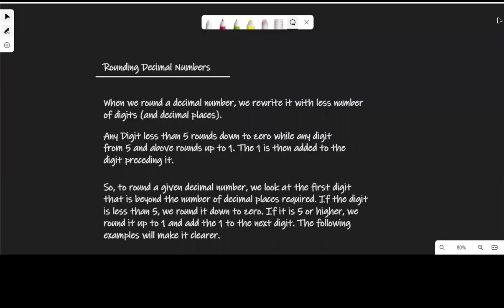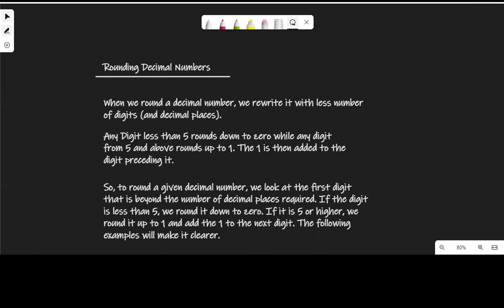Hello class, in this lesson we are going to learn how to round decimal numbers, and it's a continuation of our previous lesson where we learned how to round whole numbers. So in this lesson, instead of rounding whole numbers, we are going to learn how to round decimal numbers. And to round decimal numbers, it depends on the number of decimal places we want to round to.